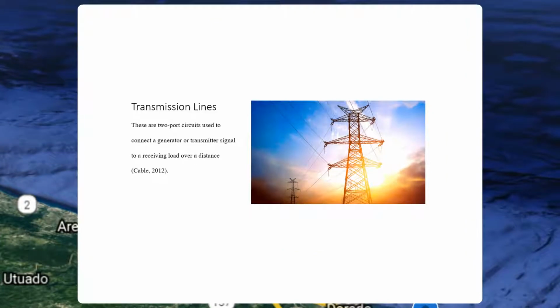Transmission lines. Transmission lines are two-port circuits used to connect a generator to a receiving load over distance. These lines are made from metal alloys and are not insulated due to their height above ground level. They transfer electricity at high voltages and low current to reduce loss and are normally connected at each end by power transformers.